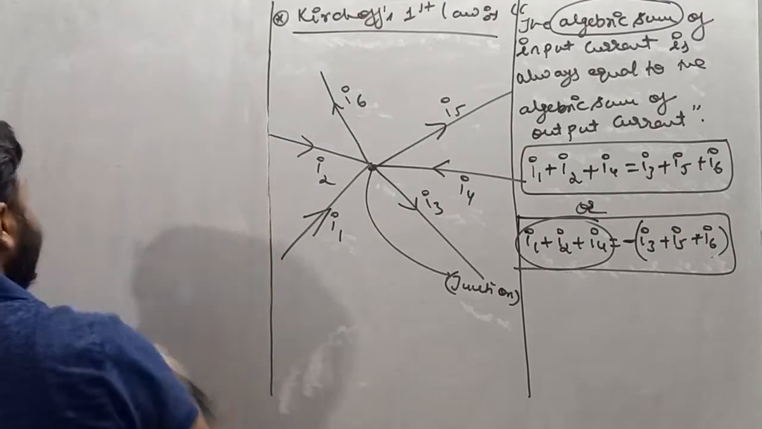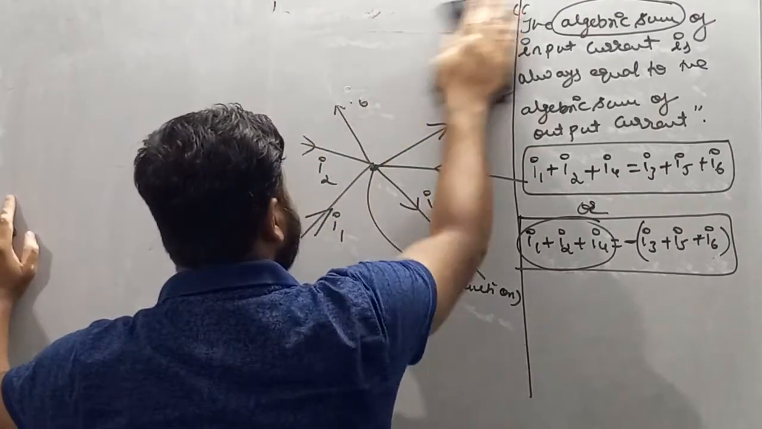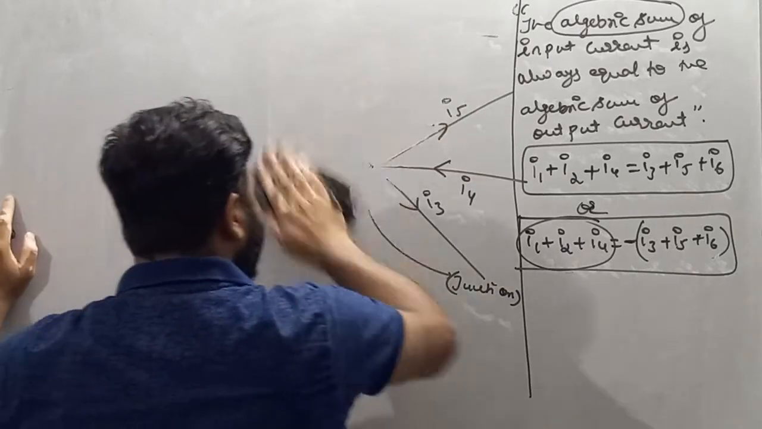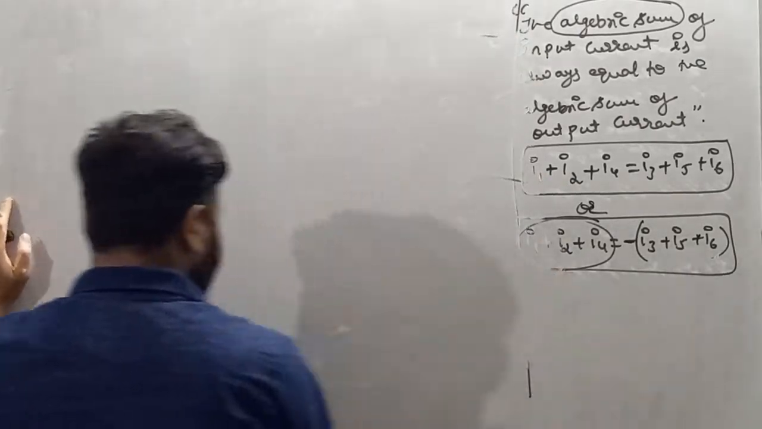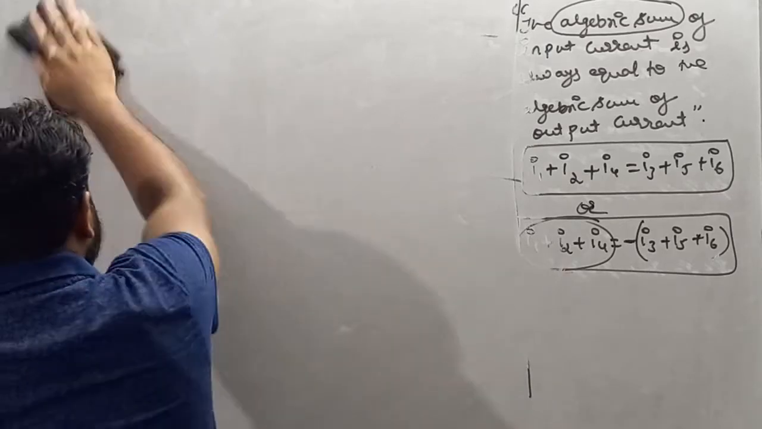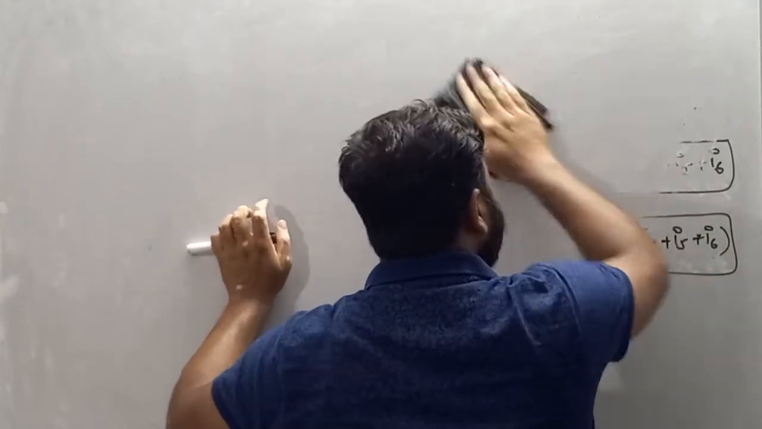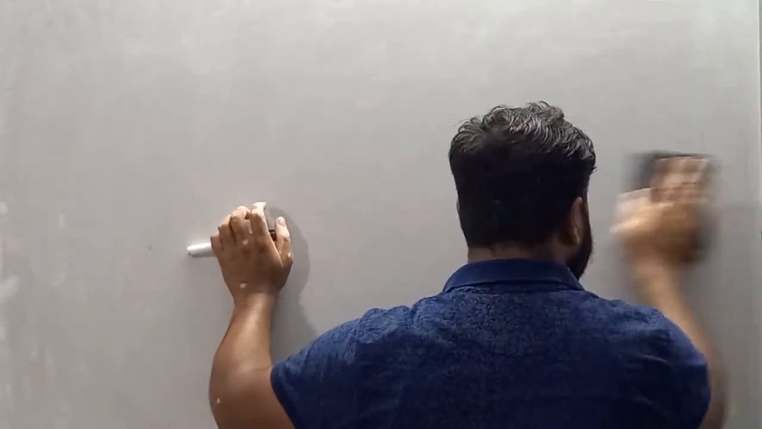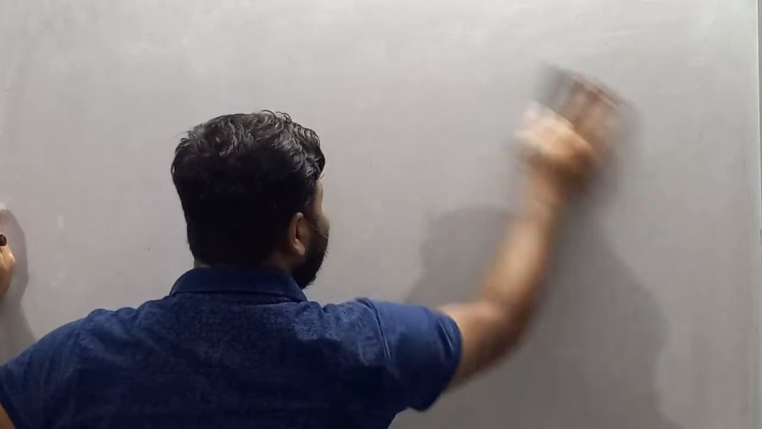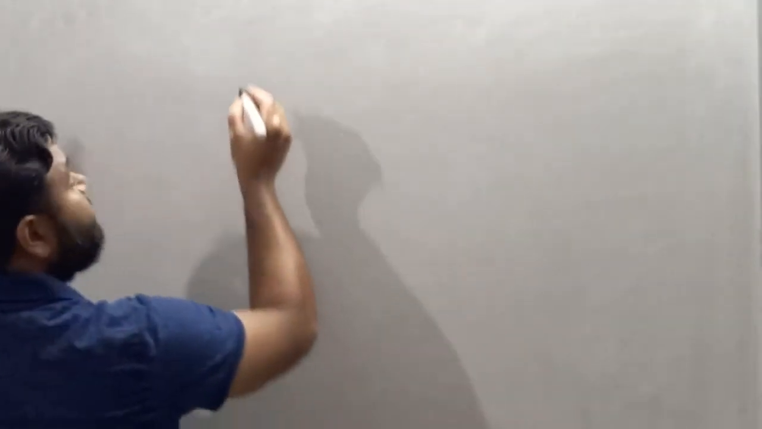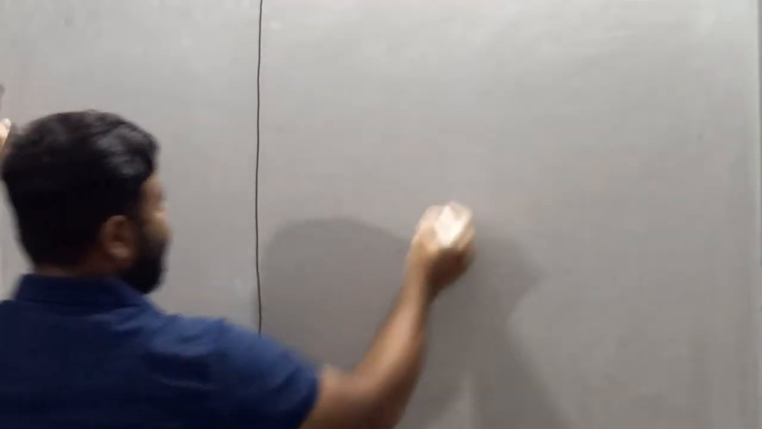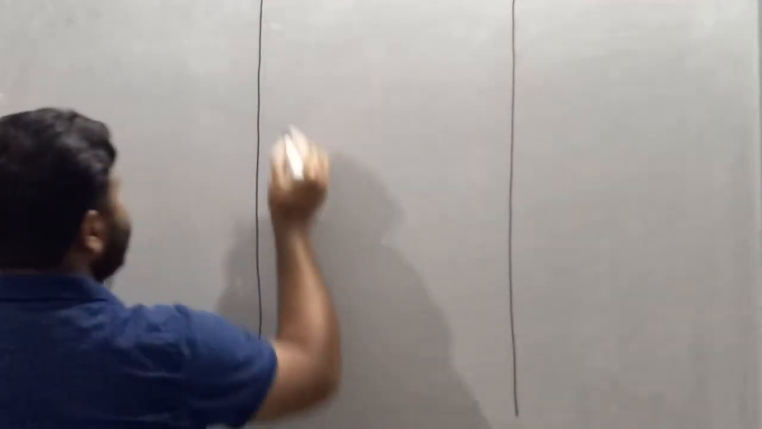Moving forward, my dear student, we'll now discuss Kirchhoff's second law. So write down Kirchhoff's second law. Before understanding it, we first have to discuss some of the sign conventions which we use in Kirchhoff's second law. So first of all, write down the heading Kirchhoff's second law, and then we'll discuss it.